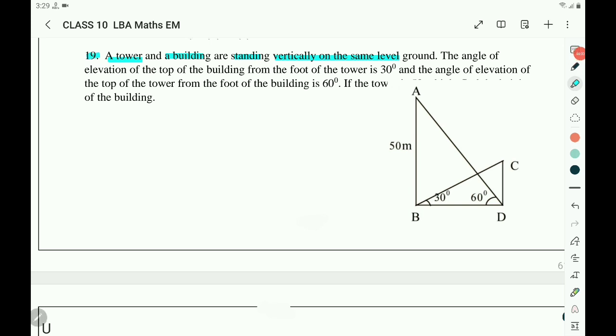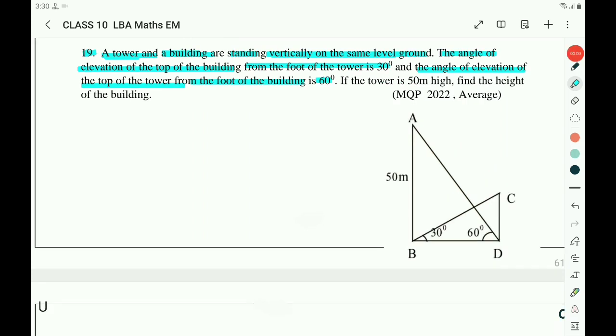Question number 19. A tower and a building are standing vertically on the same level ground. The angle of elevation of the top of the building from the top of the tower is 30 degree and the angle of the elevation of the top of the tower from the foot of the building is 60 degree. If the tower is 50 meter height, find the height of the building.